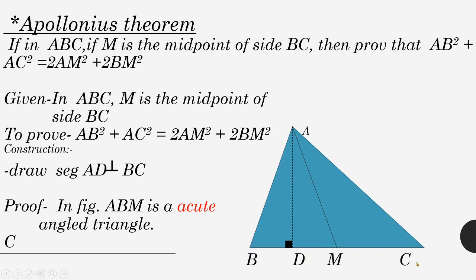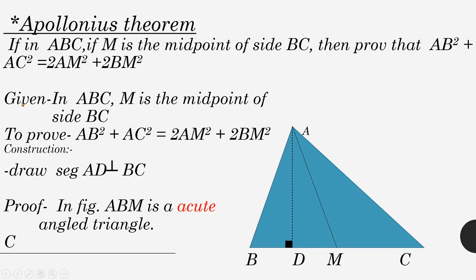This third side BC is divided into two parts because M is a midpoint, BM and MC. So take a half part BM, twice BM square. You have to show it.